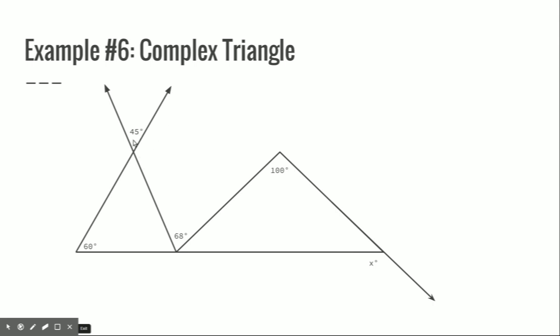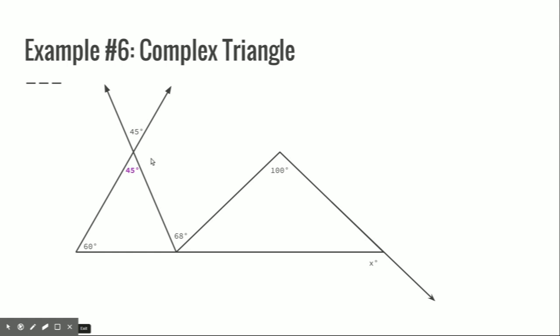So let's start up here with 45. And I like to start with that because across from 45 is what's called a vertical angle. Remember that from our angles? So across from 45 would also be another angle that is 45 degrees. So we found that angle.